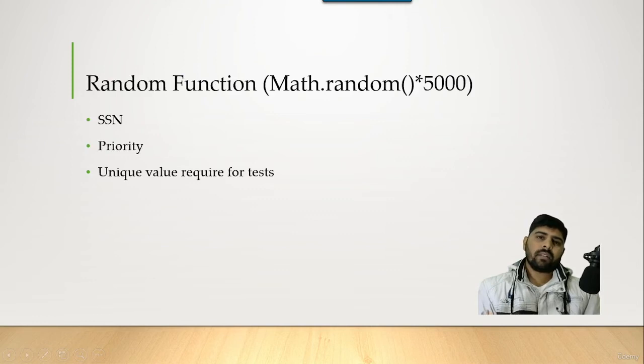Then we have discussed how we can use the random number, because it is required in the SSN field, priority fields, and unique values. Whenever a test runs, it requires a unique value each time. So in this case, we need to use Math.random, which will give the random value, and then we can use it in the SSN and priority fields. This is the most suitable way.